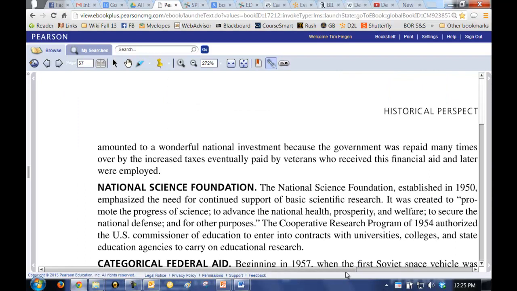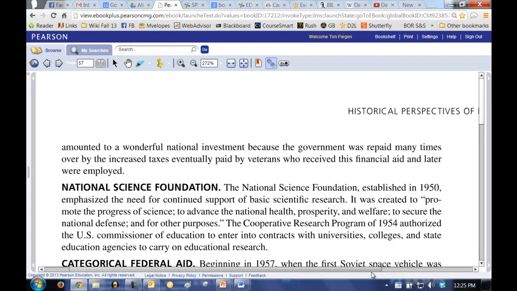amounted to a wonderful national investment because the government was repaid many times over by increased tax revenue, eventually paid by veterans. Okay, so they're justifying their involvement by saying it generated money, and you could make that case. And it is alive and well today. I have a nephew that was just out of the military, for the first time in our history. The drawdown of our troops is not voluntary. He had 10 years in and did not want to leave, and they said, we're letting people go. And so he's out, but he has GI Bill money to go spend now to go to school.